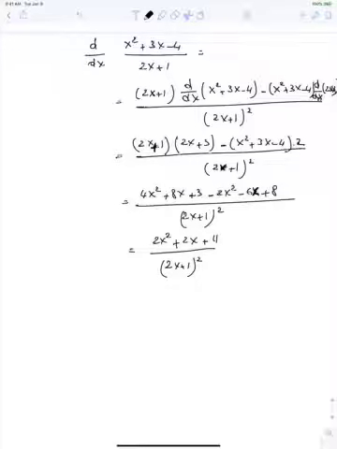I guess there's nothing we can really do here. So if you want, you can develop the denominator, so it's 4x squared plus 4x plus 1. And that's the result of the derivative.